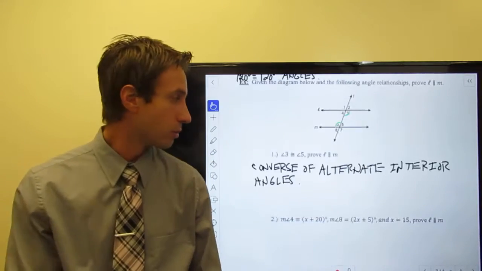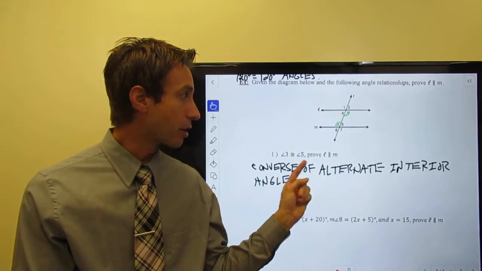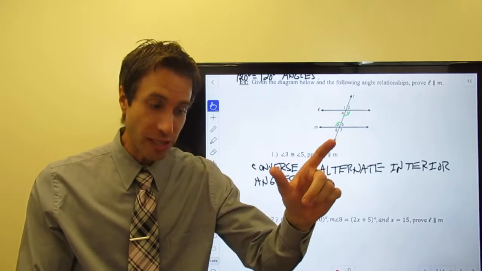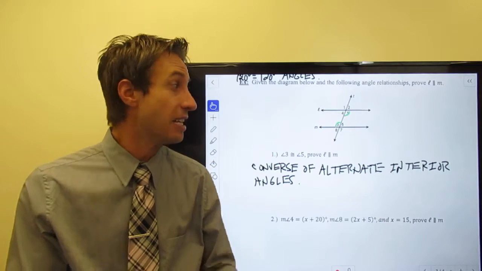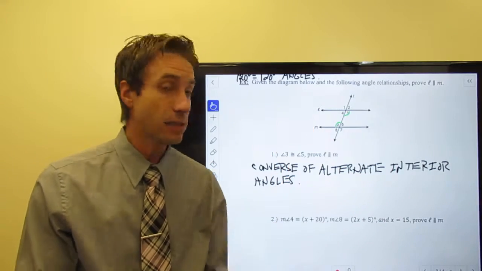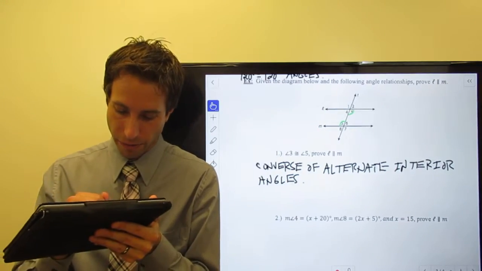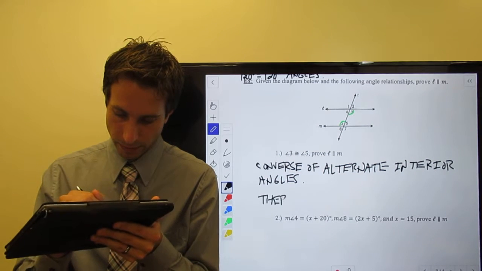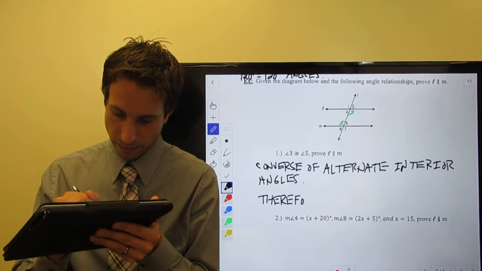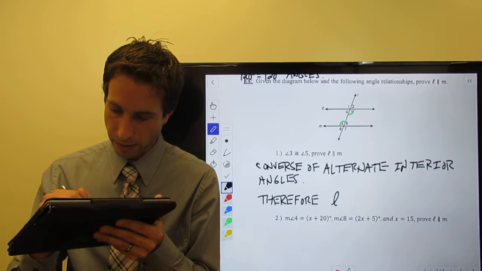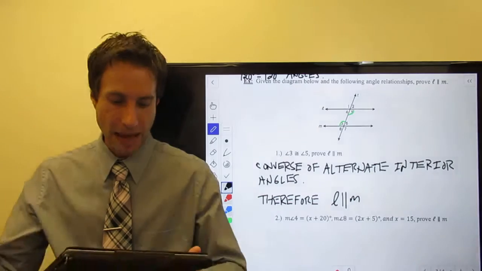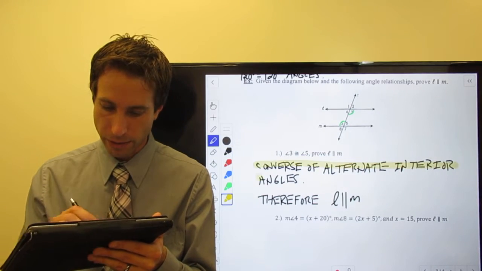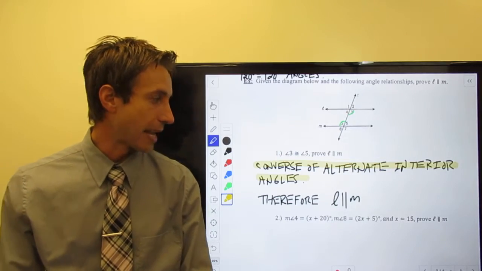Well, look what I told you. 3 and 5 are congruent. 3 and 5 are alternate interior angles. If alternate interior angles are congruent, then the lines must be parallel. Therefore, L is parallel to M. How do I know that? Well, I know that based on this theorem, the converse of the alternate interior angles theorem.